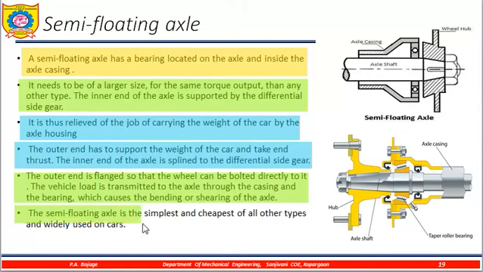So semi floating axle is the simplest and the cheapest of all types of the axles and widely used. So again, why is it called semi floating? Because one end is fixed and the other end is directly connected to the wheel.